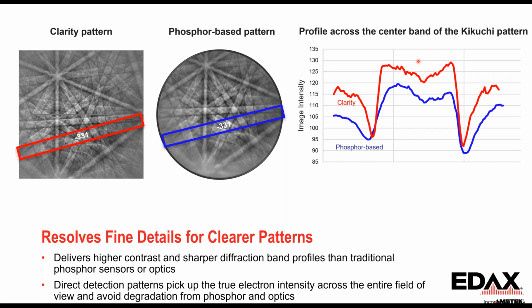If we look at this a little more numerically, this is looking at a common band between a pattern here collected with the Clarity and collected with a phosphor-based system, selecting that band and then doing a line profile across this normal to that band, just showing that the contrast in the band, essentially the peak to trough distance, is higher with the Clarity, and the slope of that line profile is sharper. So we get higher contrast and sharper diffraction bands. And of course, we're also able to count the true electron intensity across the field of view. And so we get better, sharper patterns as we're looking at pattern quality level exposures.